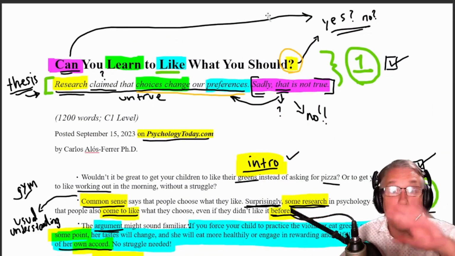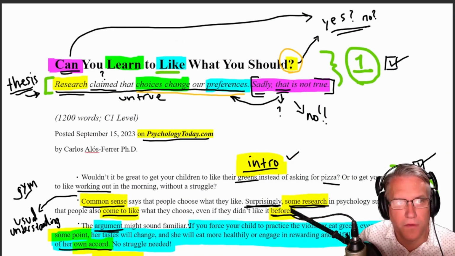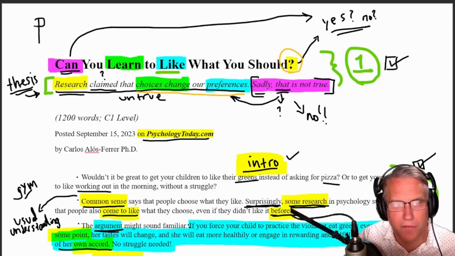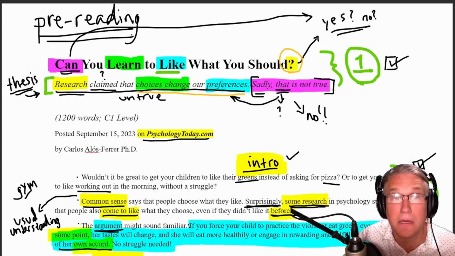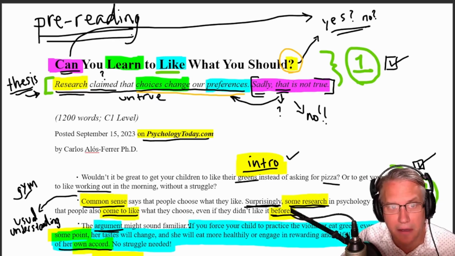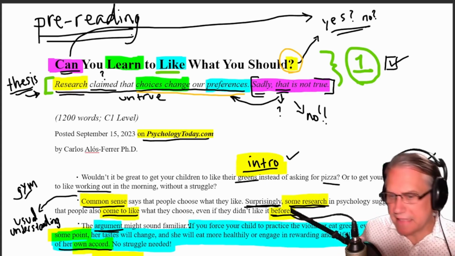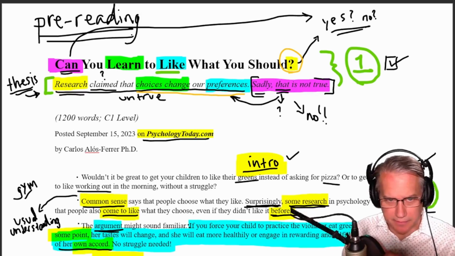So everything that we've done here today would fall under the category of pre-reading. So these are activities that we do in preparation to a complete or deep reading of a text. But yeah. So that's the idea. That's the idea. All right.